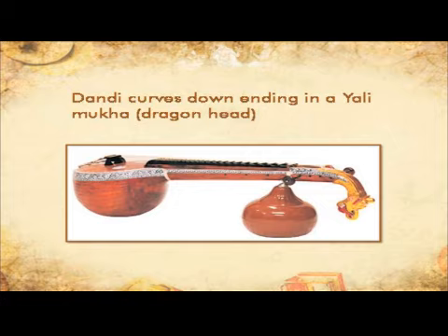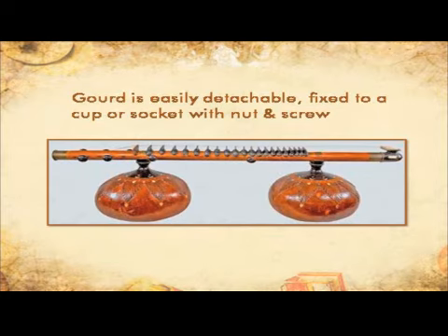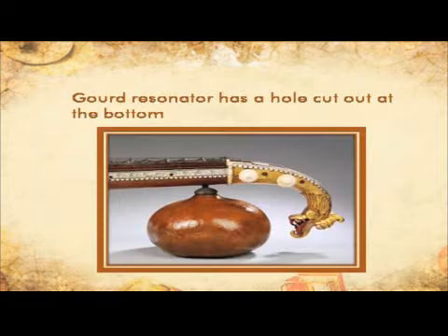On the other side of the stem, near the neck of the veena, is an additional resonator made of hollow gourd. This also forms a rest for the veena. This gourd is easily detachable and is fixed to a cup or socket by means of a nut and screw. The gourd resonator has a hole cut out at the bottom.